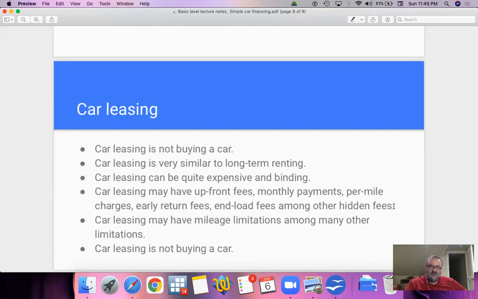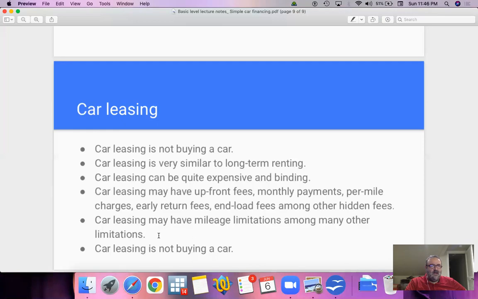You should read the fine print. And at the end, when you're returning the car, they may give you a choice. You return the car, or you could just buy the car with the residual value. But again, you should be careful with it. In my own experience, that residual value has never been fair on the consumer. I'm thinking a 2-year-old car should not be that expensive, but it is what it is. So car leasing may have mileage limitations among many other limitations, so you should be very careful with it.